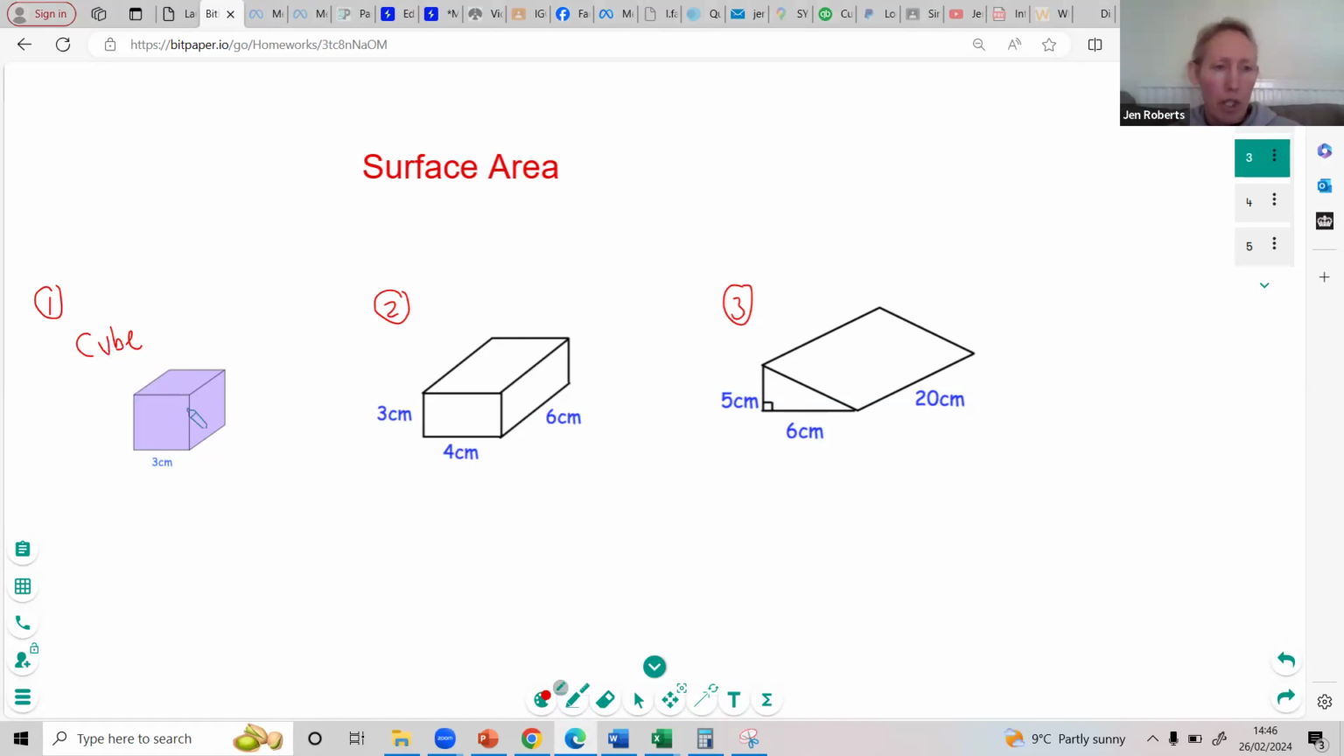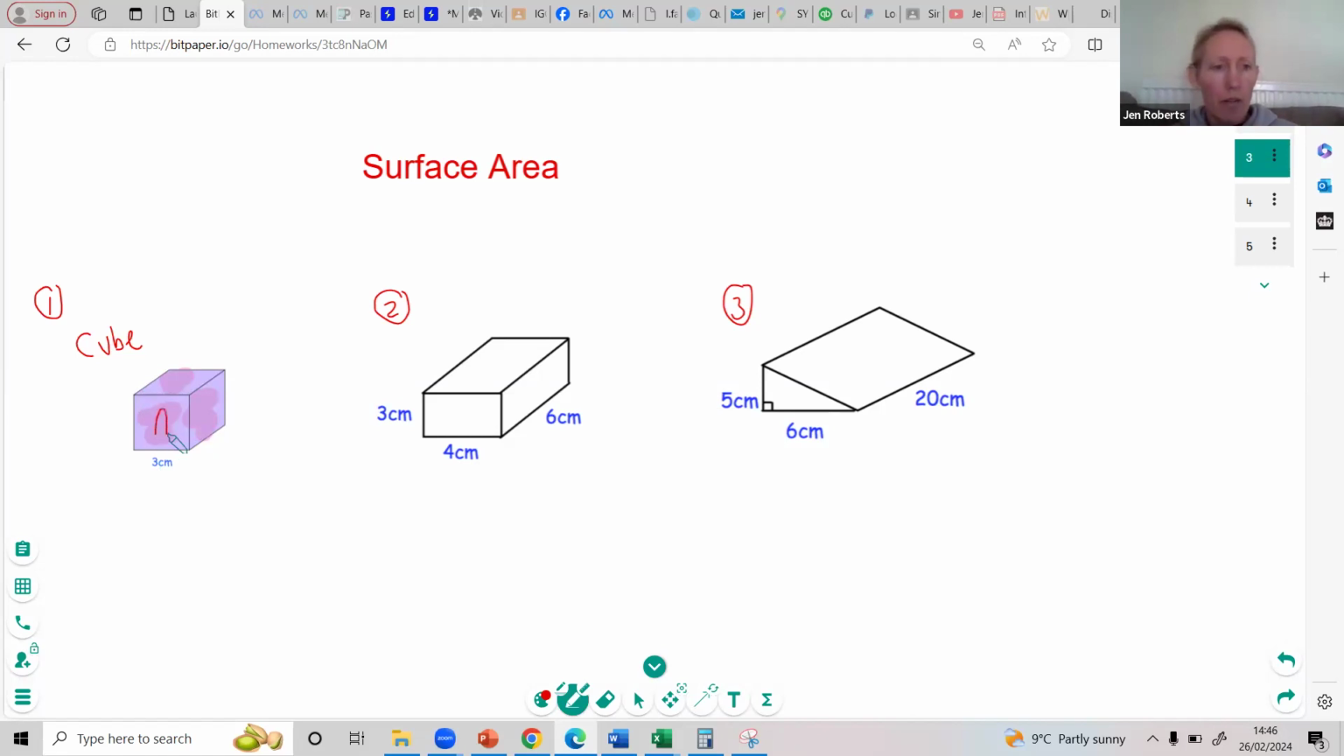So this first shape is a cube. So have a think about a cube. How many faces has a cube got? Cube's got 6 faces, so we can see 3 of them here. Got 3 of the faces, 6 in total. Think about what shape each face is. Let's have a look. So this front face of your cube is a square.